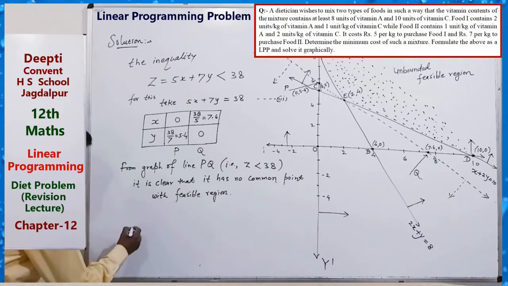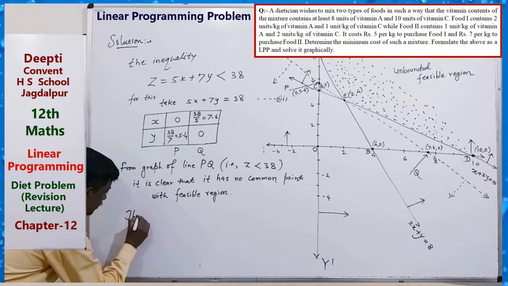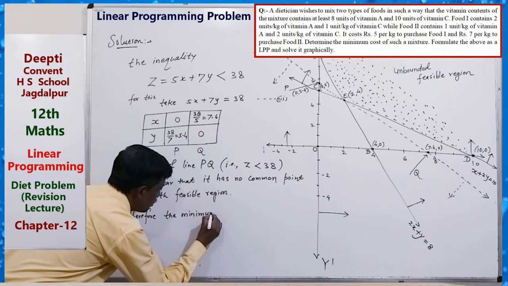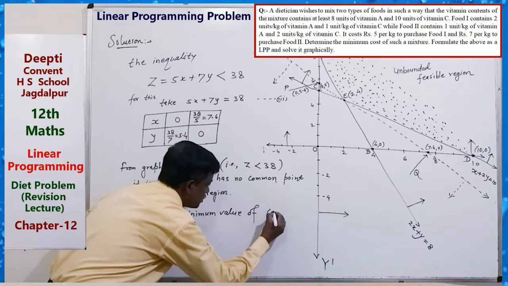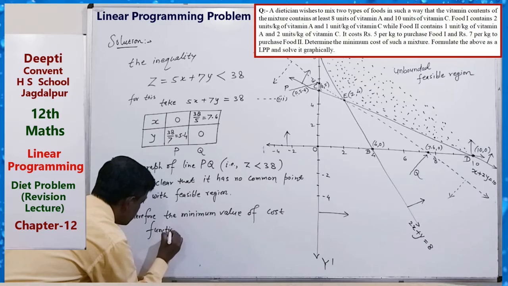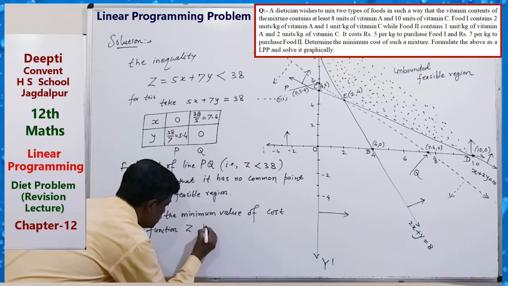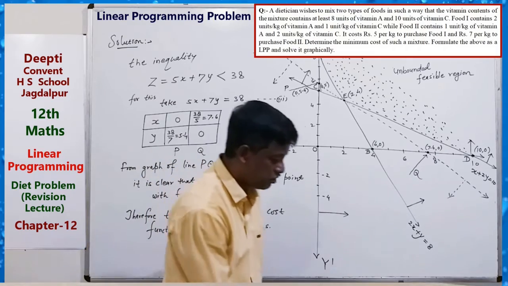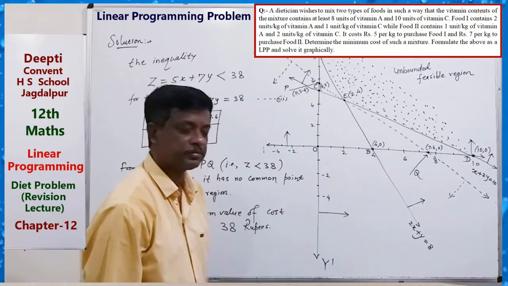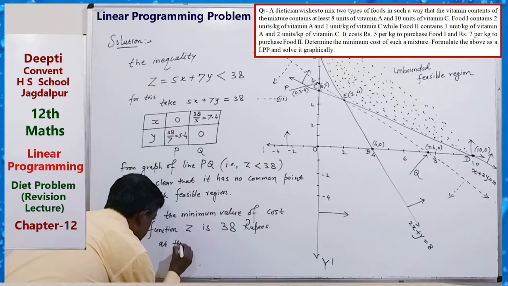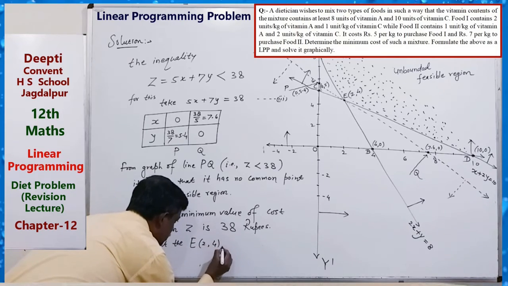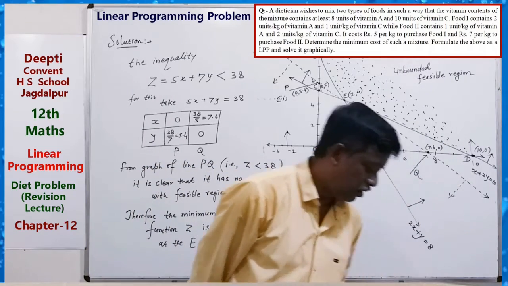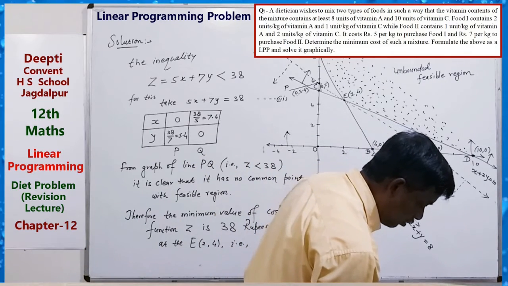Therefore we can decide, therefore the minimum value of cost function Z is 38 rupees at the point E (2, 4). That is, x means 2 kg of food. The amount of food 1 is 2 kg and the amount of food 2 is 4 kg.